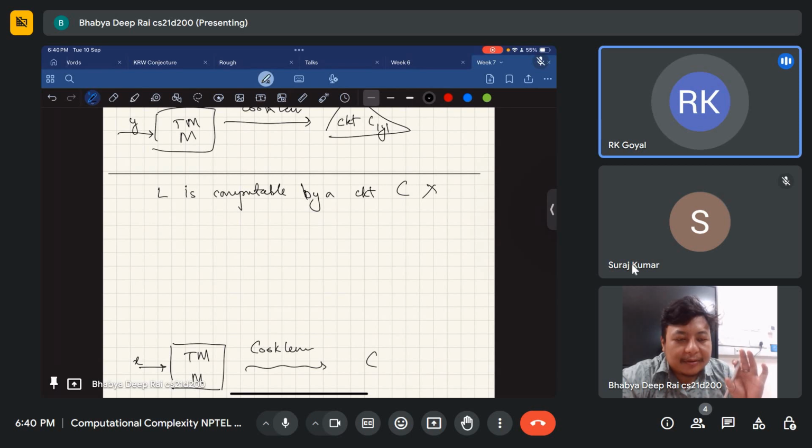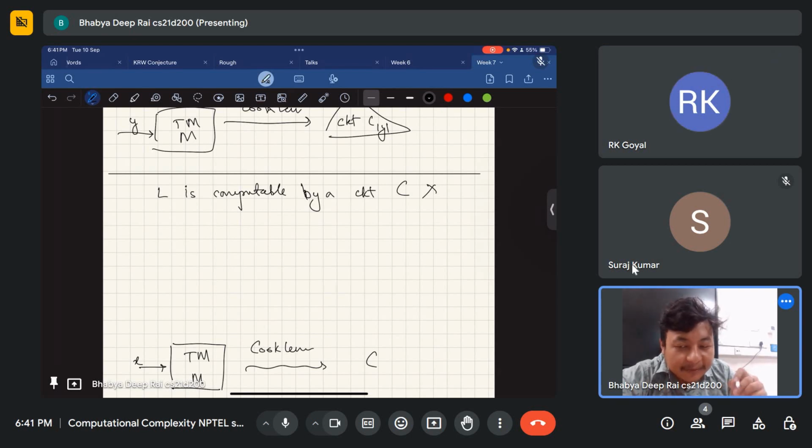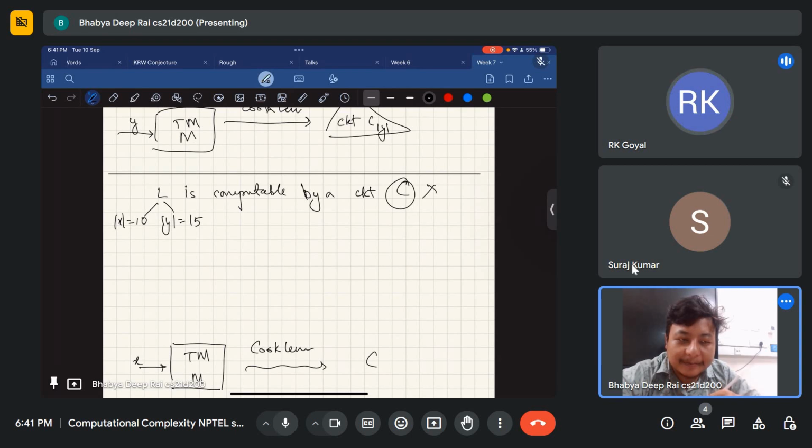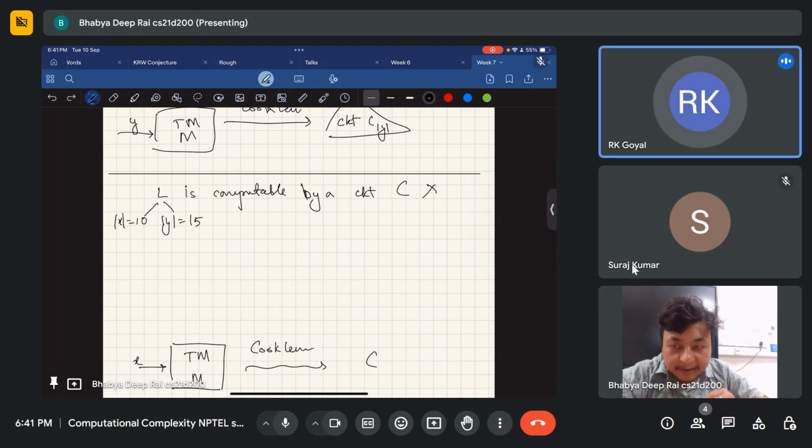unless L consists of only single length strings. Why is saying that L is computable by a circuit C not correct? It's not right because if L has one input of length 10 and one input of length 15, it will require two different circuits for it. It cannot be computed by a single circuit. Can we say that L is computable by a set of circuits? Exactly.